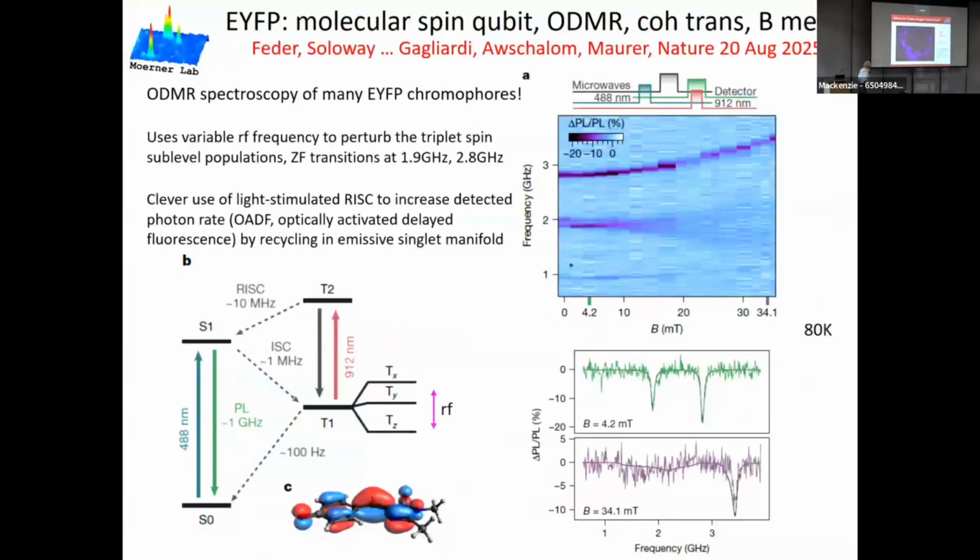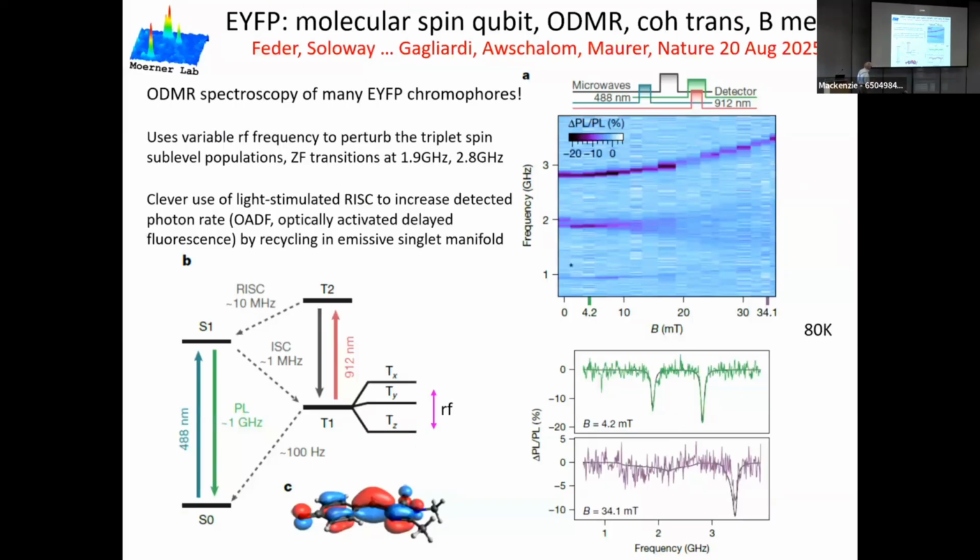Well, now you heard. Let's go back to the beginning of this meeting, when Peter very nicely described his new work and Fader's work and all the other collaborators on EYFP as a molecular spin qubit, and its ODMR spectra, which come from taking advantage of the triplet spin sublevels. I'll mention some of the special features in a moment, but the ODMR itself is shown in these plots. This is the microwave frequency, the RF frequency, as it's being scanned on this axis, and on this axis is the applied field.